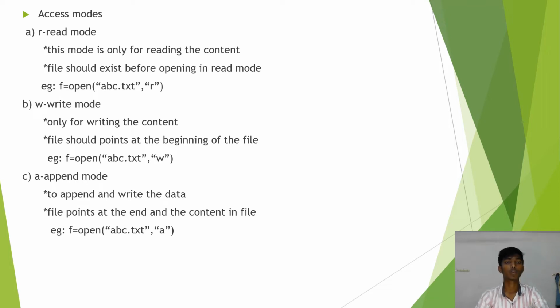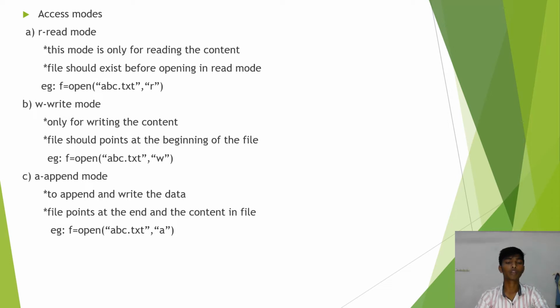Now write mode. This mode is only for writing the content. The file pointer is at the beginning of the file. Here is an example for opening a file to write. F equal to open of abc.txt, comma w. w is the mode. Whichever mode we want to access, that mode we write.